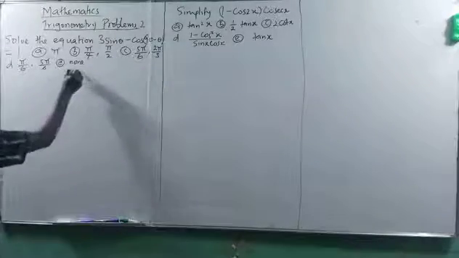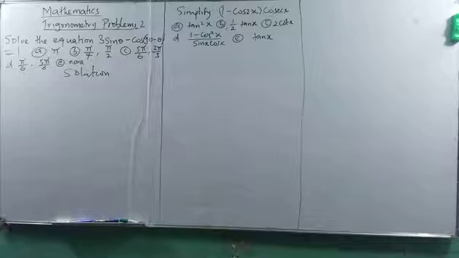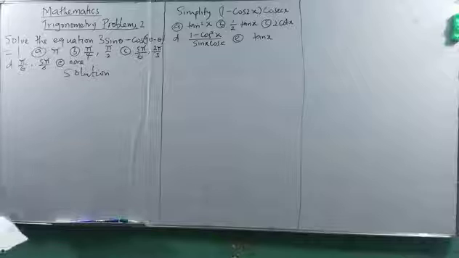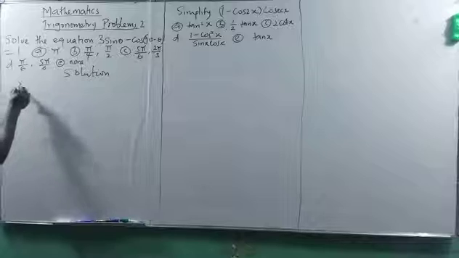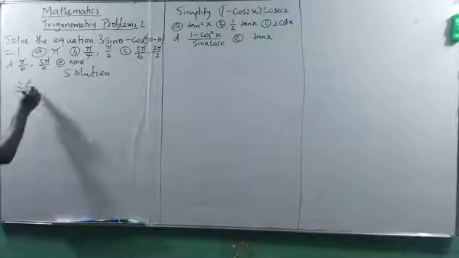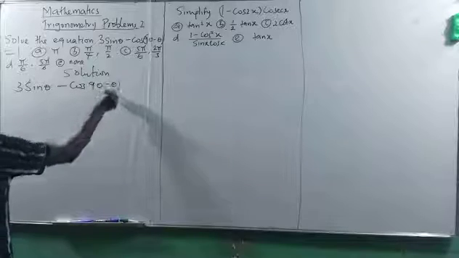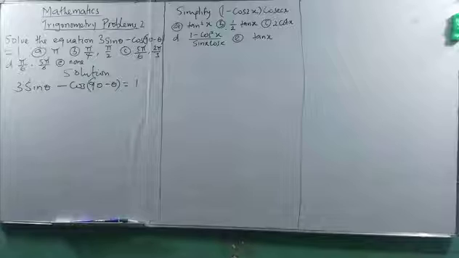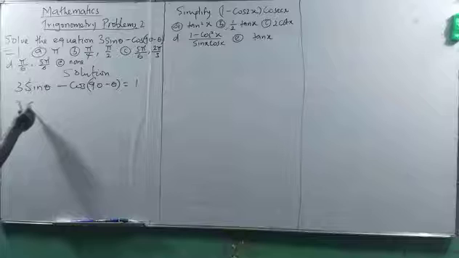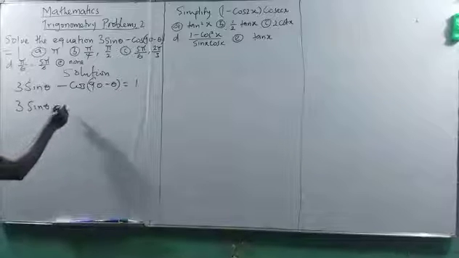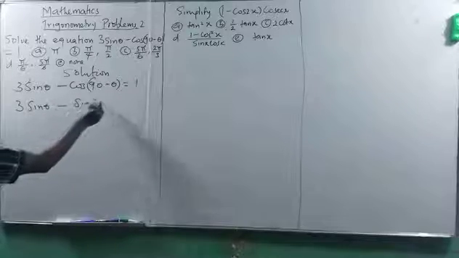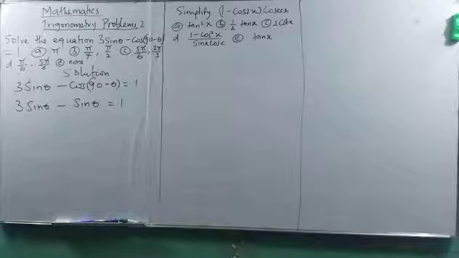Now, the solution to this one is a very simple one, and you all know that it's very simple. What you just need to do at this point is solve the equation. This is the equation: 3 sine theta minus cos of 90 minus theta equals 1. Whenever you see something like this, it is a very simple question. What you just need to do is 3 sine theta minus sine theta equals 1. Now, how do I get that?